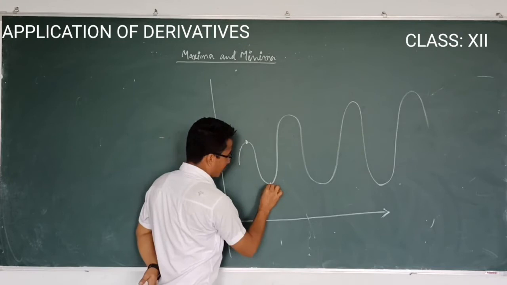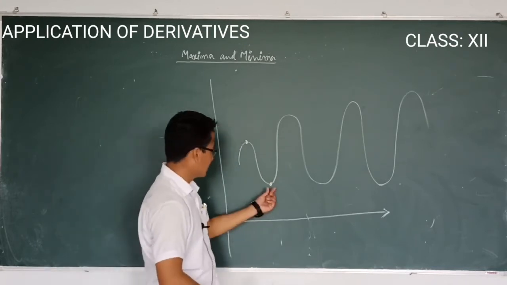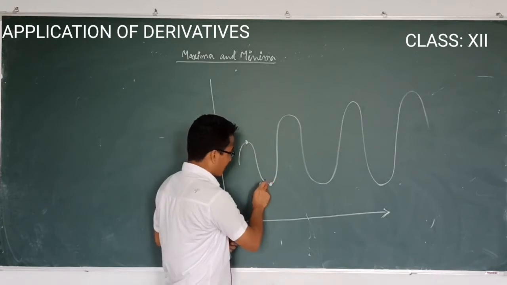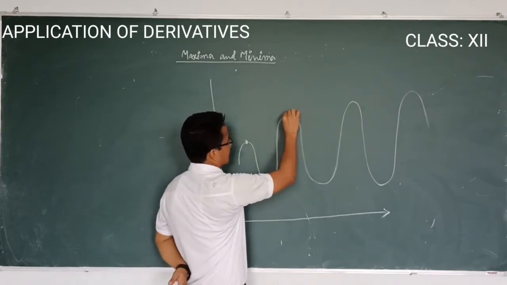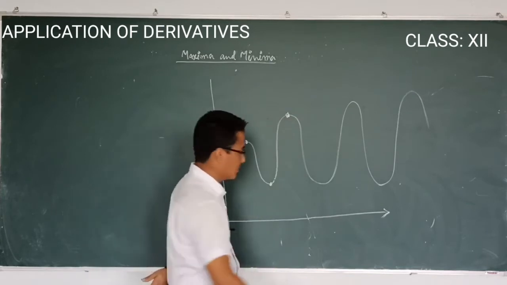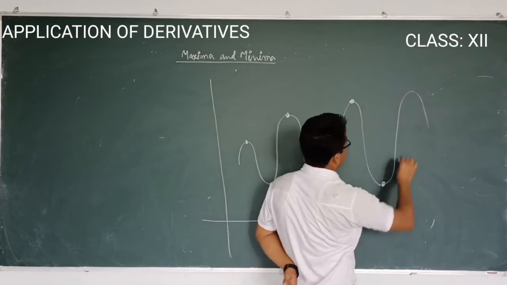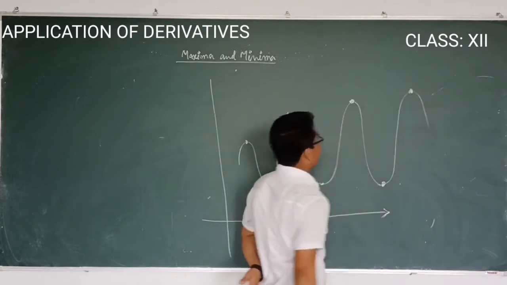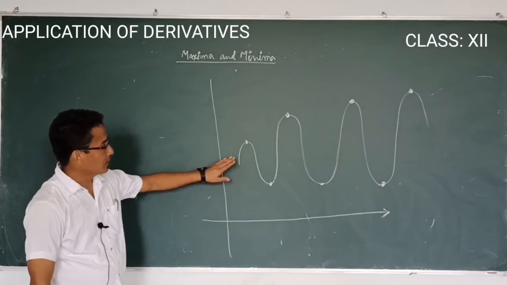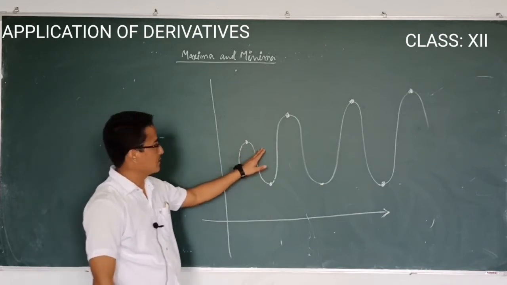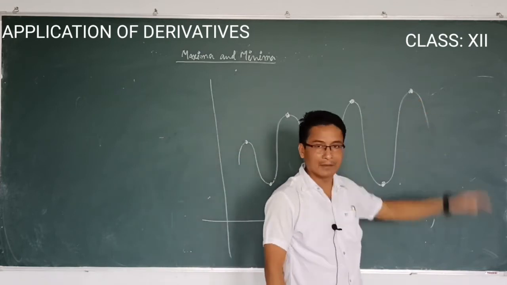So this point is what? Greatest compared to all other points. In the same way, this point is a local minimum point, because this point is the lowest among the other points if you compare. So this is local maxima, this is local minima, local maxima, local minima, local maxima.